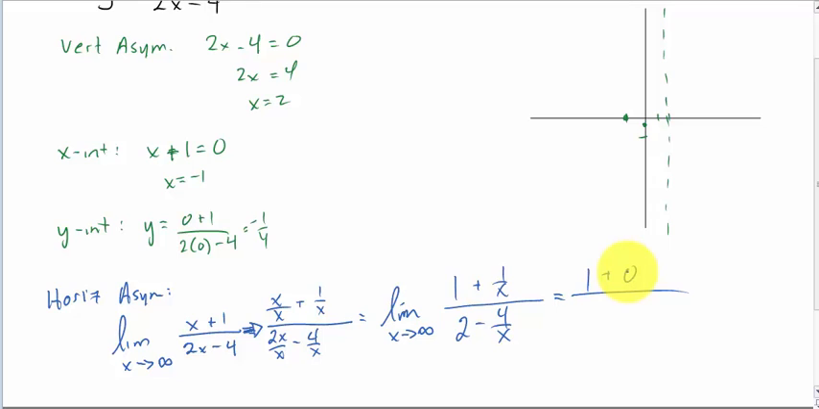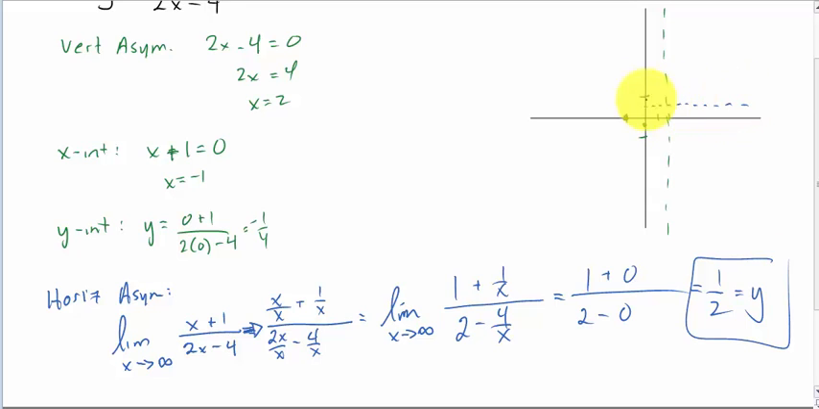On the denominator, what happens to 2 as x gets huge? You're thinking, 2's like the honey badger. 2 don't care. We got 2 on the bottom. And then what happens to 4 over x? Well, if 1 over x is getting closer and closer to 0, well, 4 over a really huge number is also getting really, really close to 0. So its limit is 0, and now I just have nice numbers, and this limit is 1/2, and that is my horizontal asymptote.